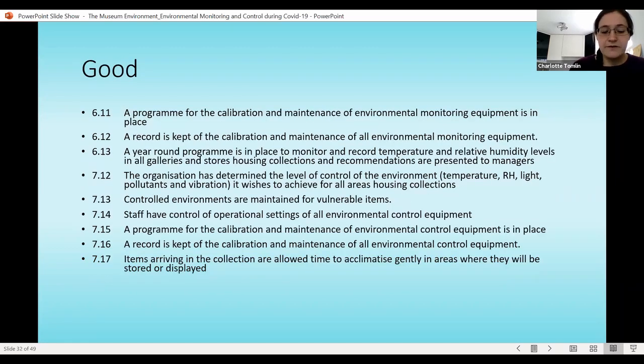So for the good benchmarks, 6.11, a programme for the calibration and maintenance of environmental monitoring equipment is in place. I mentioned that all environmental monitoring devices will need to be maintained and calibrated to be in correct working order. This is essential, otherwise your monitoring data is compromised. Resources ideally need to be allocated to this maintenance at the point of establishing environmental control in your museum. It should not be an afterthought.